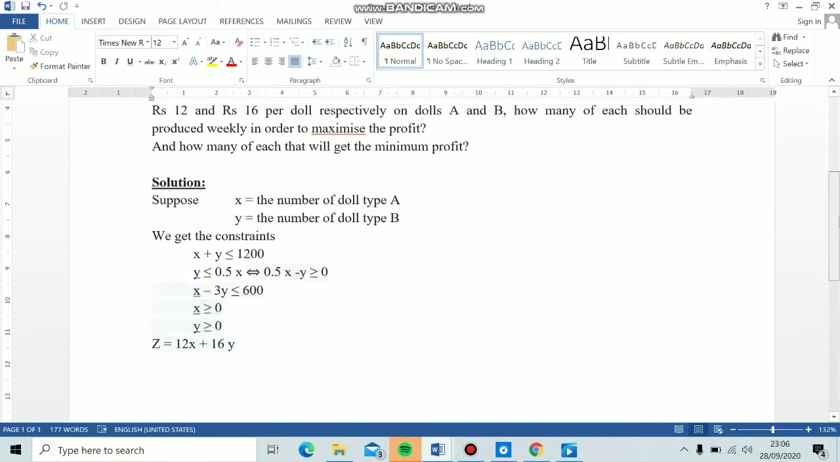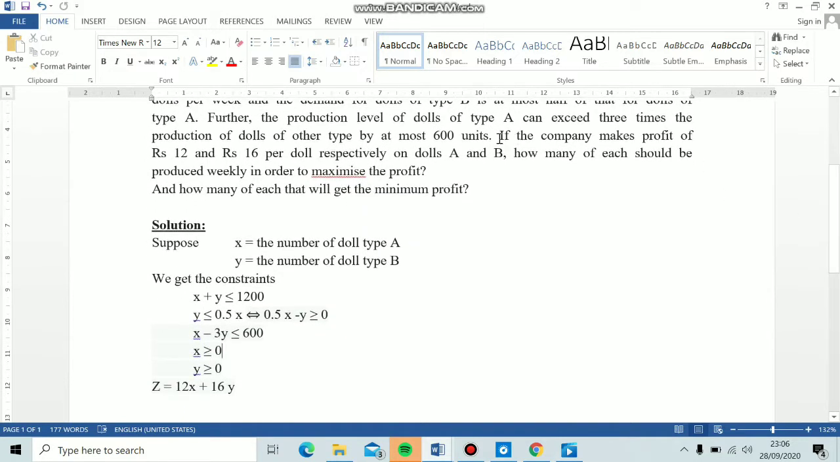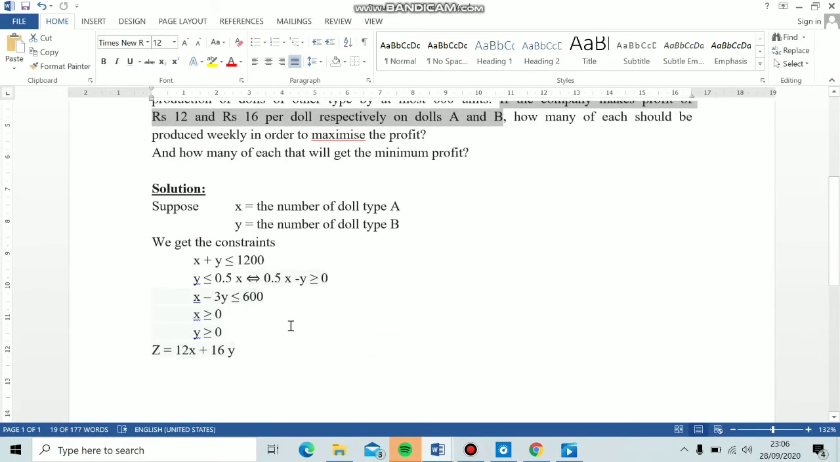And for this problem, the company makes profits of 12 and 16 per doll respectively on dolls A and B, so it means that we get z, the profit function, is 12x plus 16y.